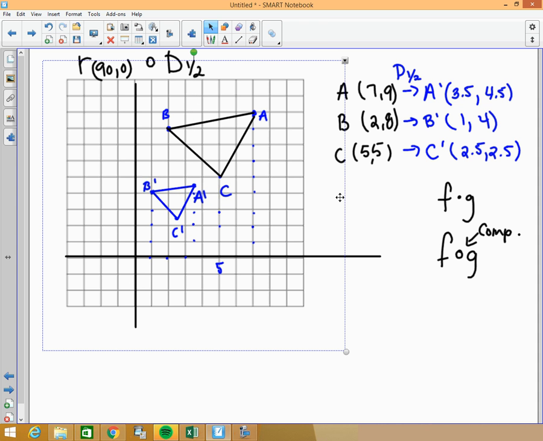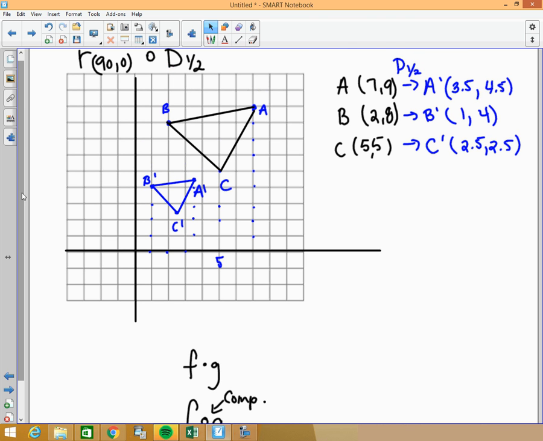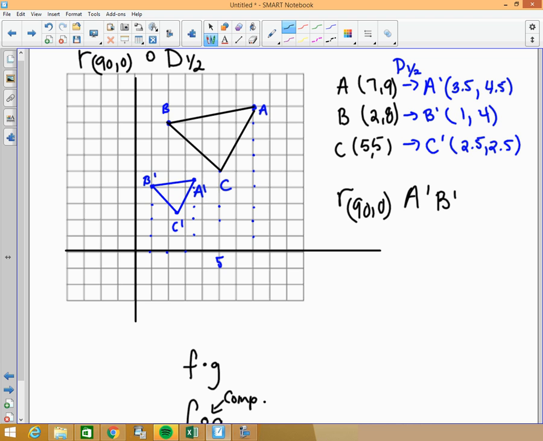Okay, now with the composition, instead of going back to the original coordinates like we did before, we're actually going to go back to A prime, B prime, and C prime to do the next transformation, okay? So if I look at this, now I'm going to do the rotation at 90 degrees, and I'm going to rotate 90 about the origin, not ABC, but what? A prime, B prime, and C prime, okay? So they'll become A double prime, B double prime, and C double prime, right?